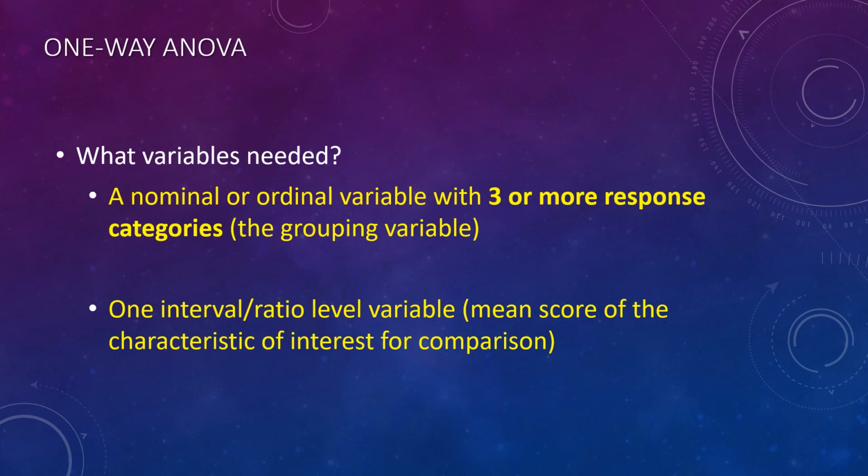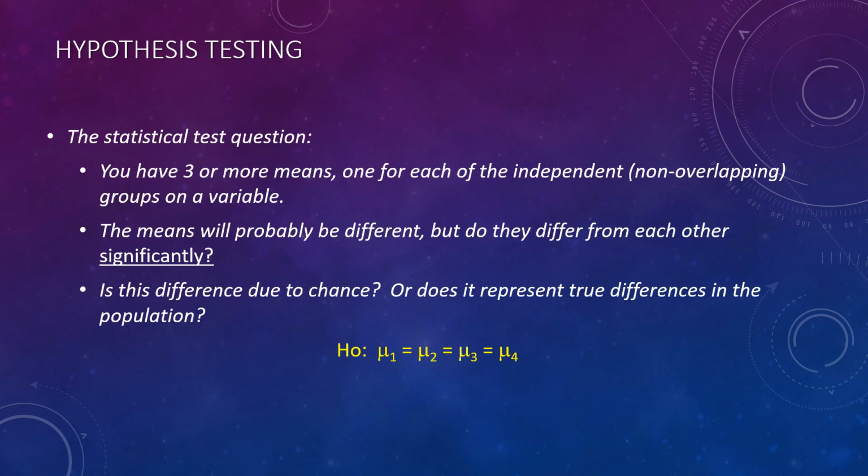It just simply doesn't work with the mode or the median, right? So you have a nominal, or what we call your grouping variable, and you also have your continuous variable. That's the measure that you use. And just like with every statistical test, the first thing that we do is we set up our null hypothesis.